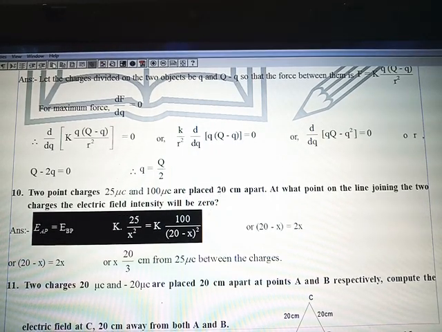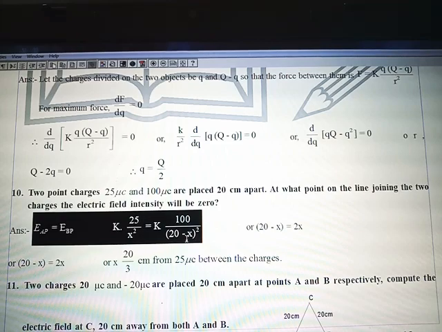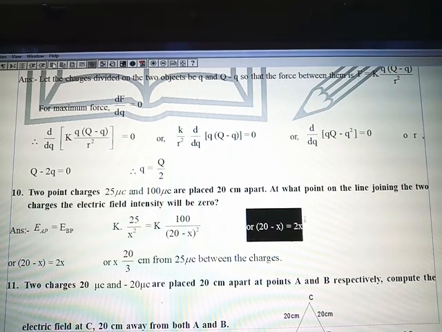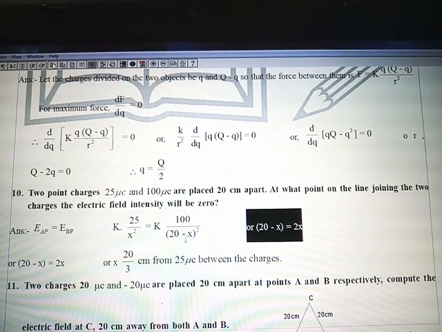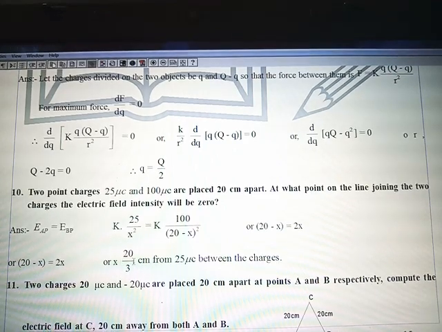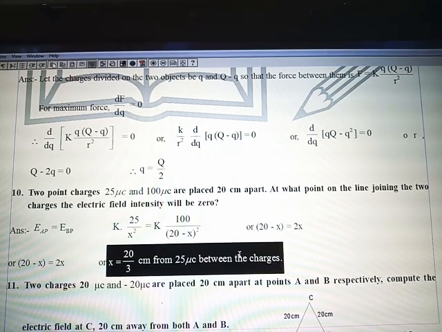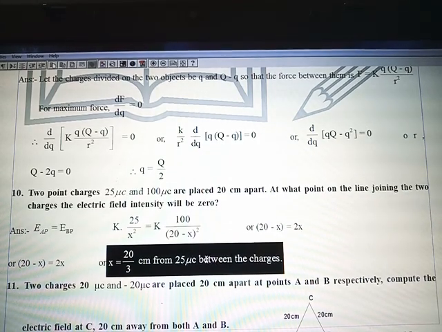Why is it 20 minus x? Because 20 is the distance between the two, and in between, is it right? So one of the sides is x and another side is what? 20 minus x. So overall I will get this, because 25 and 100, 4 will cancel, and here the 4 square is 2, that's why I've written this. And after that the x value is 20 by 3, from the 25 microcoulomb. That means when we take x distance, it will be from the 25 microcoulomb. Is it right?